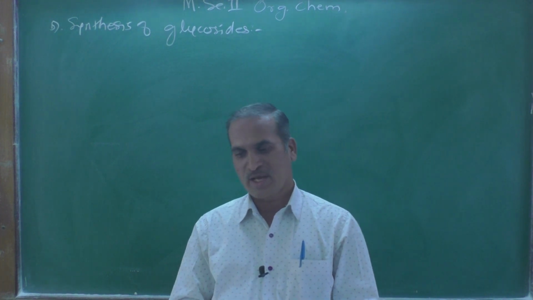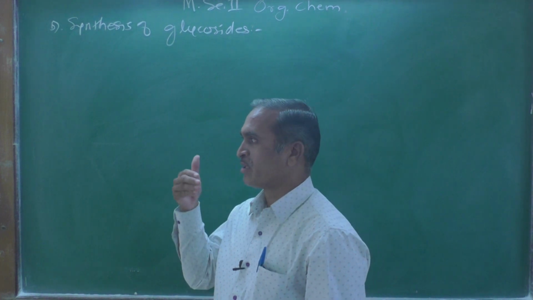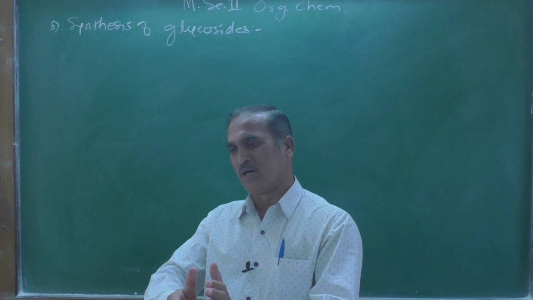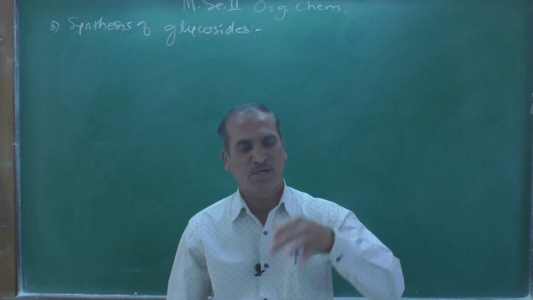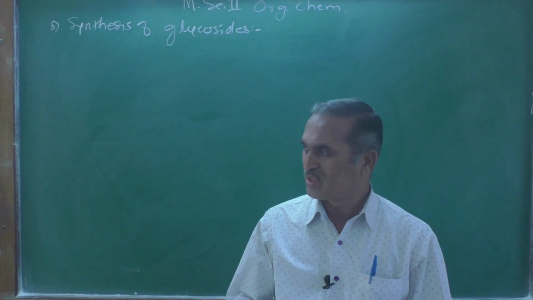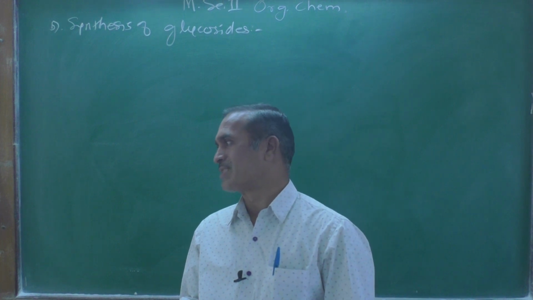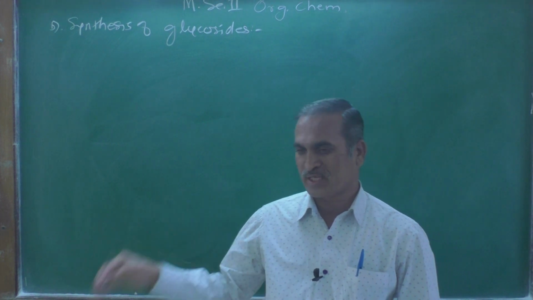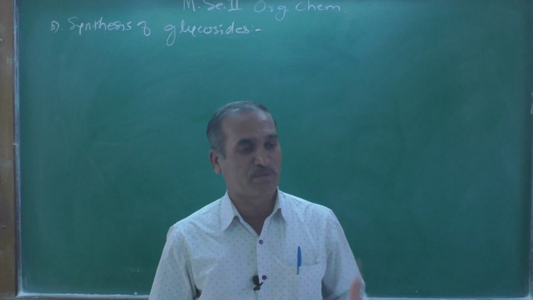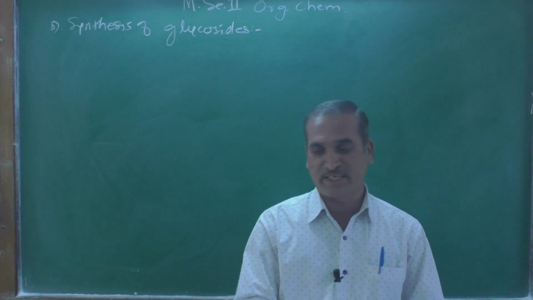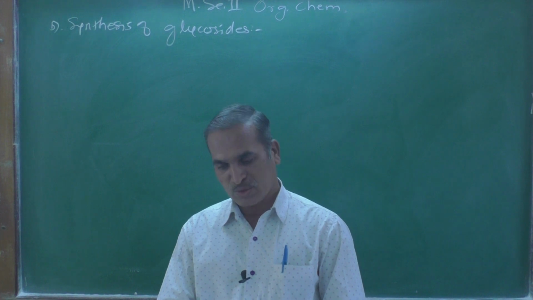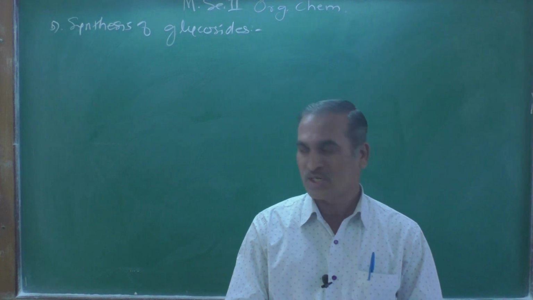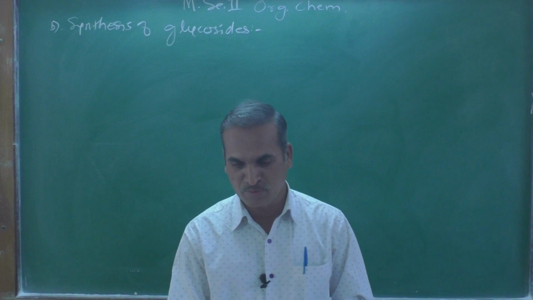These are the two tests. And we also saw how to represent a disaccharide, how to convert a Fischer projection formula into a Haworth projection formula with the help of suitable examples, for example sucrose, maltose and lactose, and what kind of glycosidic linkages are present there. That also we have learned with the help of their Haworth projection formulas.